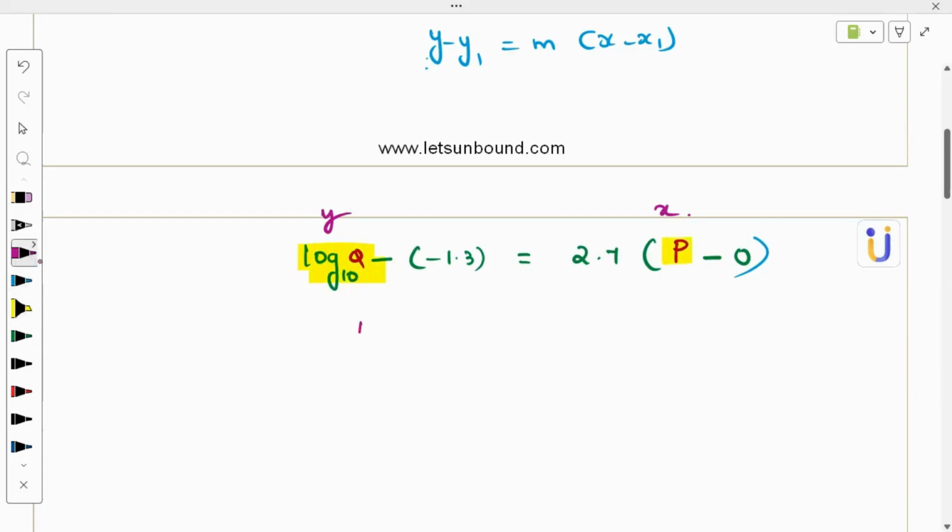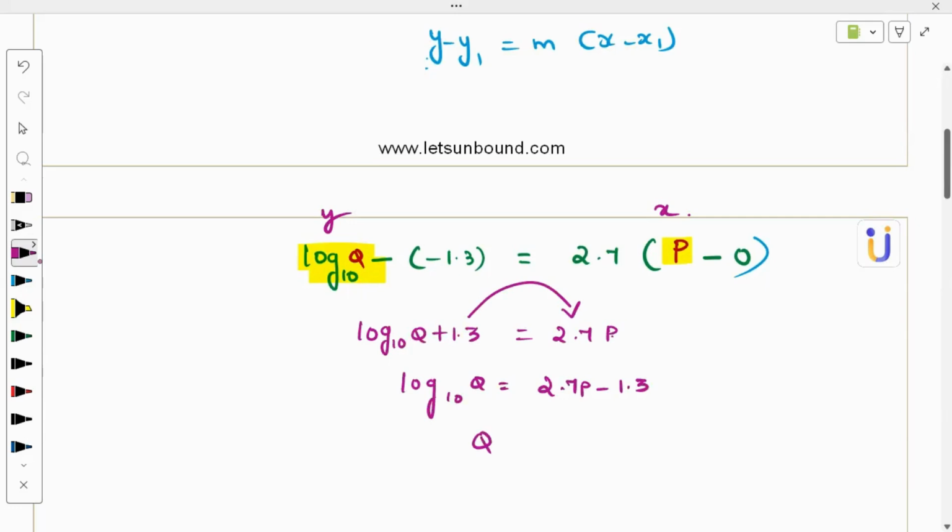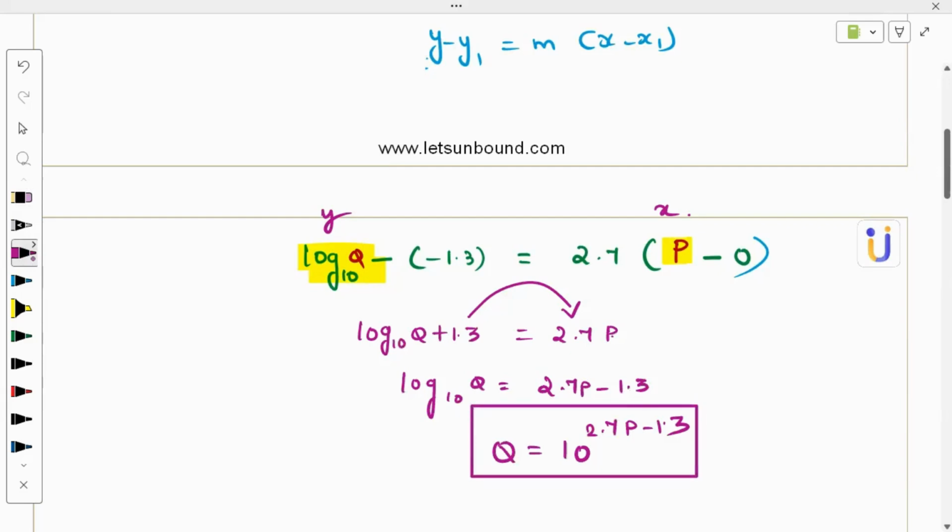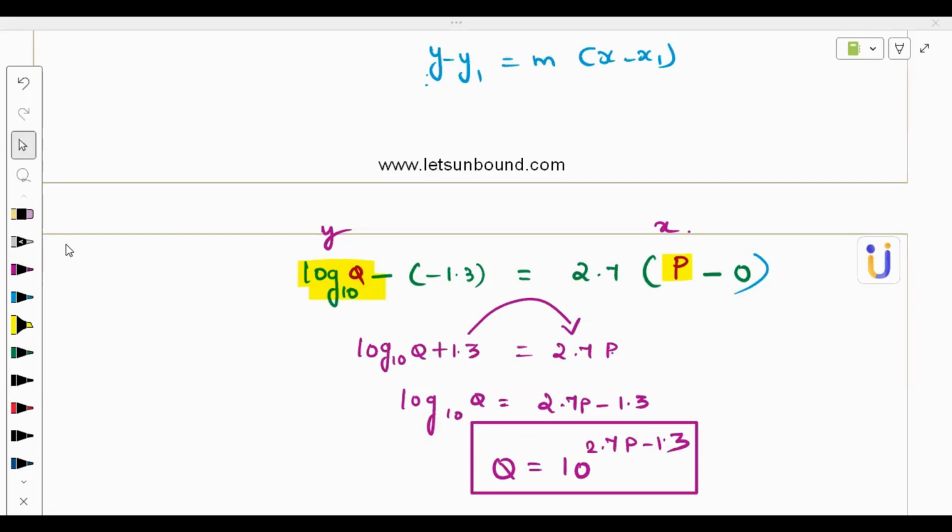Right? And let's simplify. Log 10q plus 1.3 equals 2.7p. Take this 1.3, isolate the q. Log 10q equals 2.7p minus 1.3. I want q. So when log 10 gets transposed, it will go as 10 power, and everything on the right will be raised to the power. So this is q in terms of p. This is what we call an exponential equation. Hope it is clear. That simple it is. Now, next part.